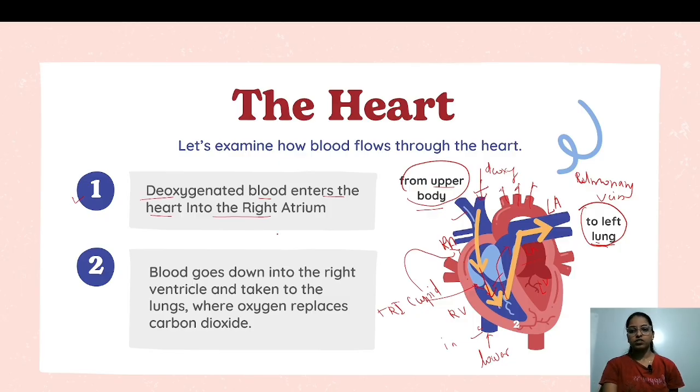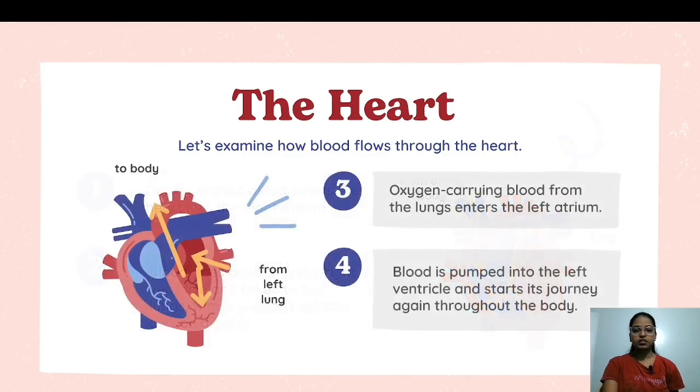Okay, so first, deoxygenated blood enters the heart, that means into the right atrium. Second, blood goes into the right ventricle and is taken to the lungs where oxygenation takes place. Then the third step is oxygen-carrying blood from the lungs enters the left atrium. Then fourth, blood is pumped into the left ventricle and starts its journey again throughout the body.